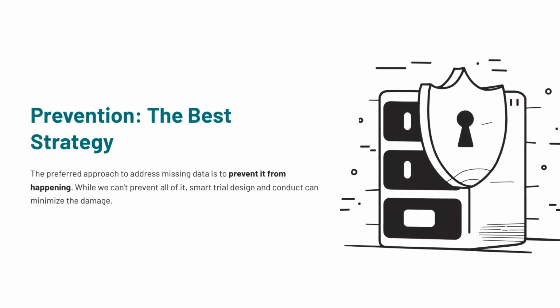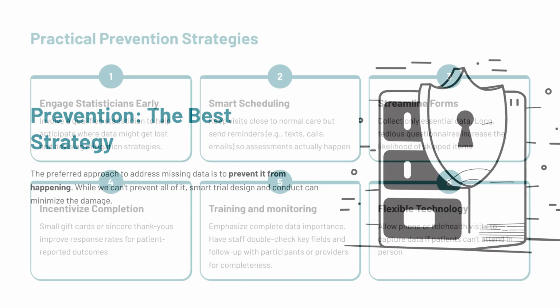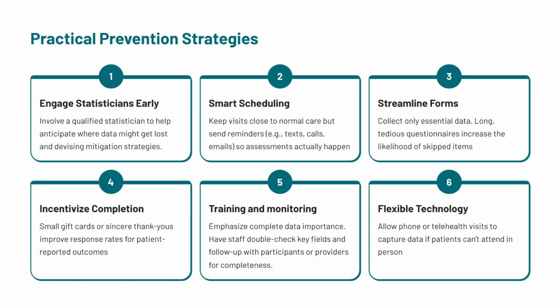Here's some good news. The best way to handle missing data is to keep it from happening as much as you can. Of course, we can't prevent all of it, but we can certainly try to minimize it by smart trial design and conduct. Absolutely. Preventing missing data starts at the trial design stage. First, engage a qualified statistician early. Statisticians can help identify where data might get lost and design ways to prevent it, whether through simpler data flows, realistic visit schedules, or better tracking systems.